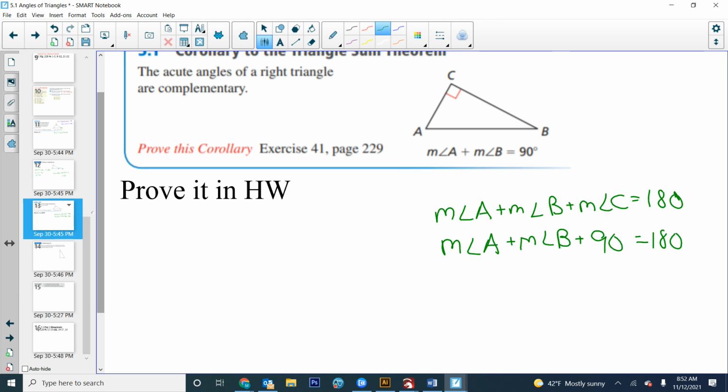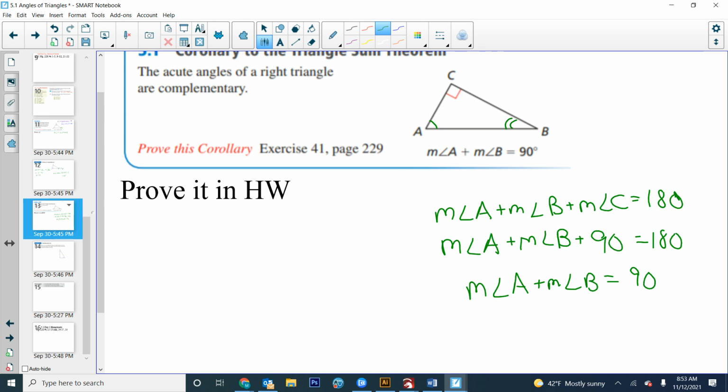Okay? So here's a corollary to the triangle sum theorem. Let's make a rule. Ready? If this angle is 90, if we subtract 90 from both sides, we get the measure of angle A plus the measure of angle B equals 90. Oh, so this angle and this angle, how would you classify those angles? Acute, right, or obtuse? Acute. They have to be. Because if you already have one 90-degree angle, the other two have to be acute, don't they? Yeah.